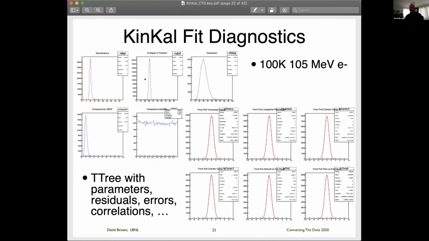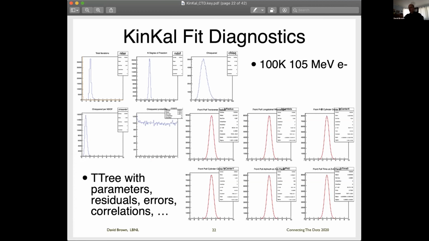The fit diagnostics for this toy Monte Carlo include a tree with a lot of different parameters. These are the convergence criteria. For instance, this is the result of fitting 100,000 toy Monte Carlo 105 MeV electrons. This is the chi-squared probability. It's very flat, which is what you'd expect given that it's a toy, but it shows success. These are very boring plots of the pull parameters for all 6 of the parameters of the low energy helix representation, and these are essentially perfect Gaussians.